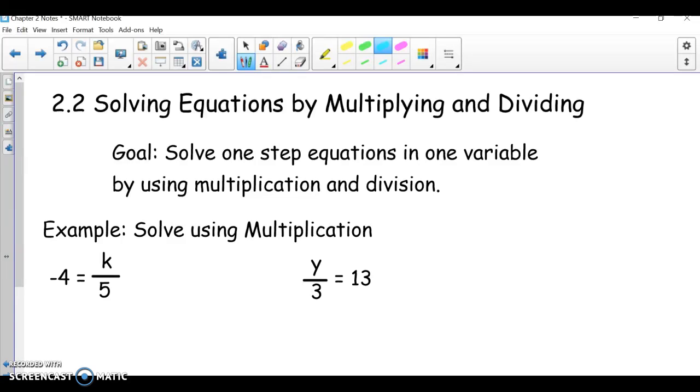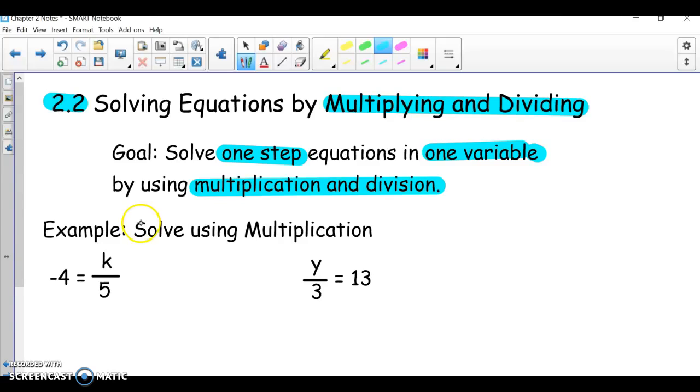So yesterday we introduced Chapter 2 with 2-1, which was solving equations by adding and subtracting. Today as we move on to 2-2, we're still solving equations, but we're multiplying and dividing today. So we're solving still one-step equations with one variable, but we're using multiplication and division to solve. And in this case, solving means get the variable by itself, or find the value for the variable that makes the entire equation a true number sentence.